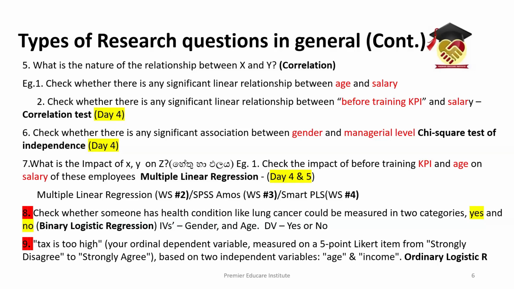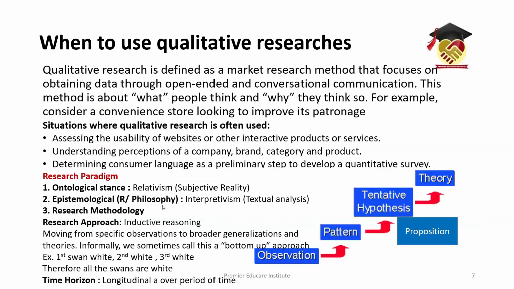I'm telling you very easy to understand examples, right? Like that, for that you have to use the multiple linear regression. Very easy and very important, right? And number 8, I already told you, binary logistic, yes and no. And then number 9, again, I told you, that is called ordinal logistic regression. So these are the quantitative methods.